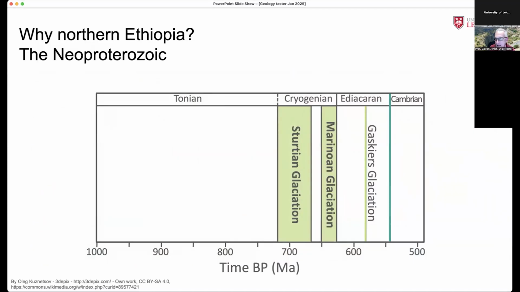So why geologically northern Ethiopia? What's interesting about it? Now, what is important is it covers a range of geological time where there are very few outcrops, and it's from the Precambrian. So I've got a little time chart here that goes from 1,000 million years up to 500, and at 500 we're in the Cambrian, so we're in part of the Phanerozoic, where we've got fossils and things in our rocks. But before that, in the Precambrian, there was much less life. But there's a lot going on, and it's a very interesting part of geological time.